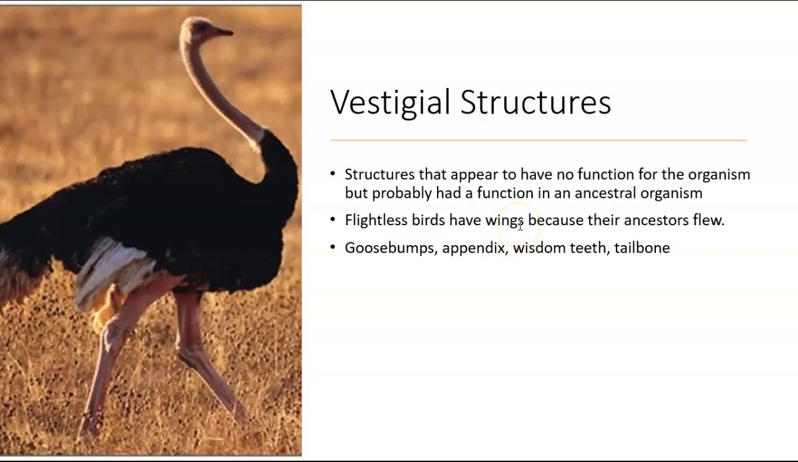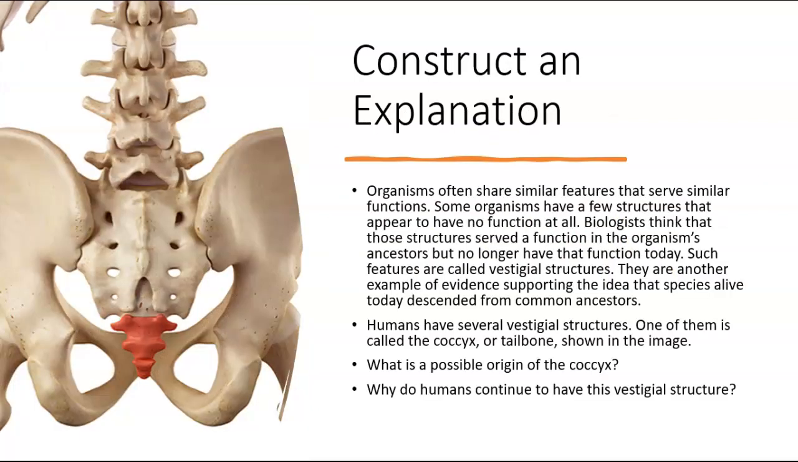Humans have vestigial structures, goosebumps for our ancestors that had fur to help keep them warm. Our appendix, we're still unsure exactly of the function of our appendix, but we think a previous ancestor ate more plants, needed more digestion. Again, wisdom teeth, same thing. They needed more of that grinding teeth. And then finally the tailbone. And we're going to talk about the tailbone here quickly.